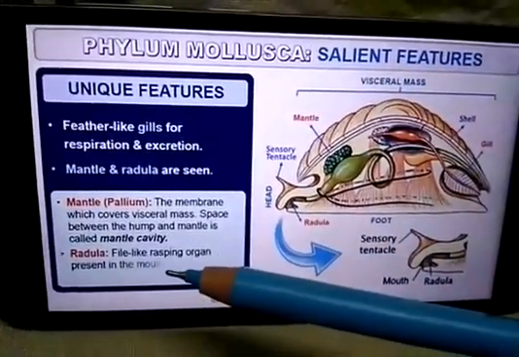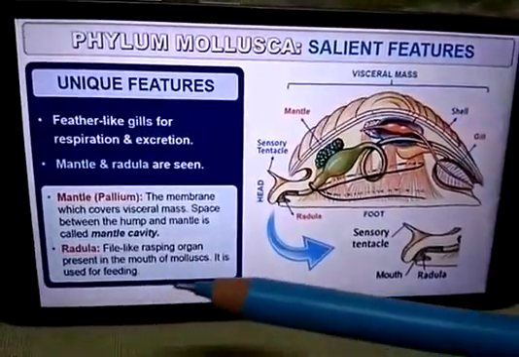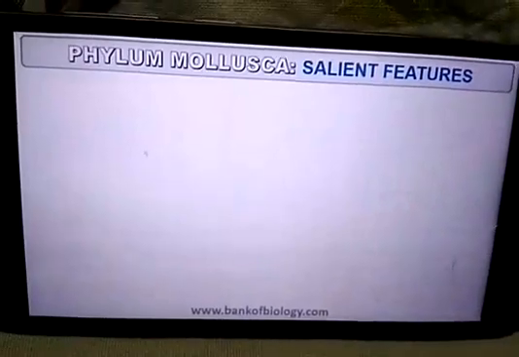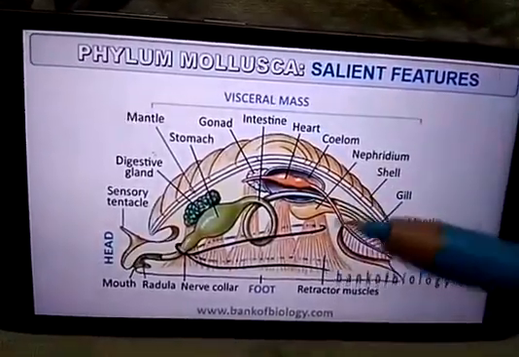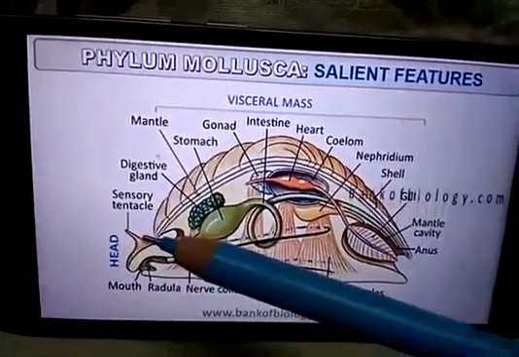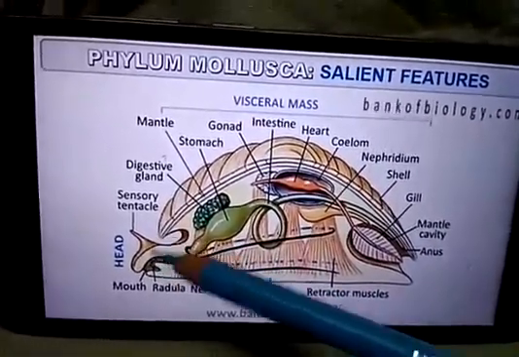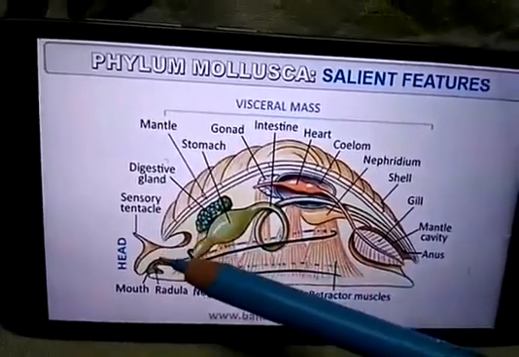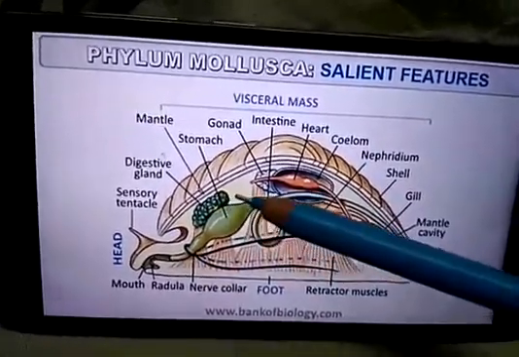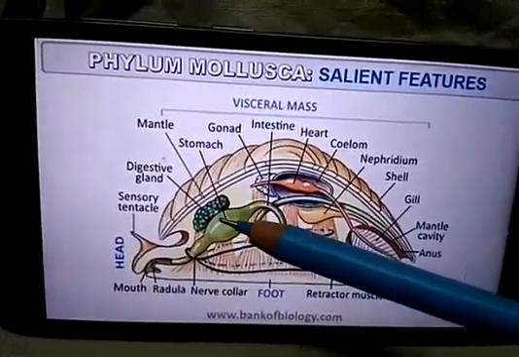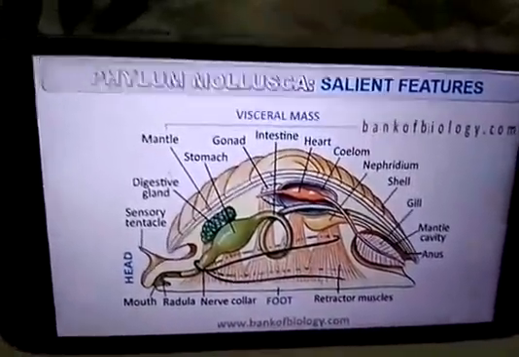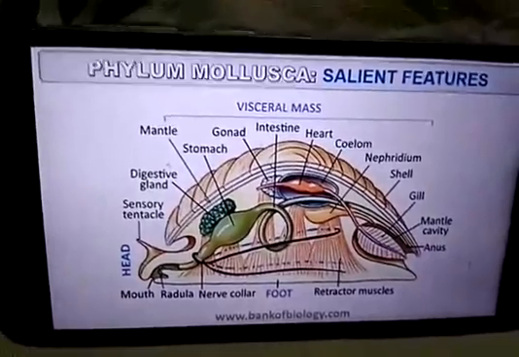Radula: file-like rasping organs present in the mouth of the mollusk, used for feeding. They create a hole, extend their mouth and radula through it, and rip apart the soft tissues of the animals. The radula has miniature chitinous teeth. The radula is a rasping organ used in feeding; the teeth are formed of chitin and can be replaced.